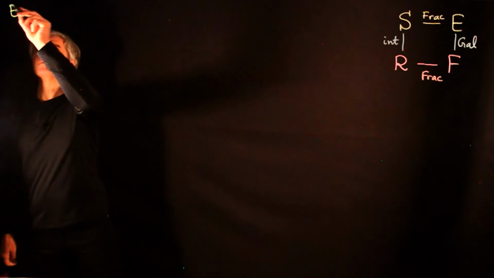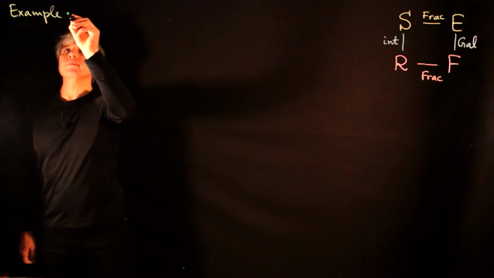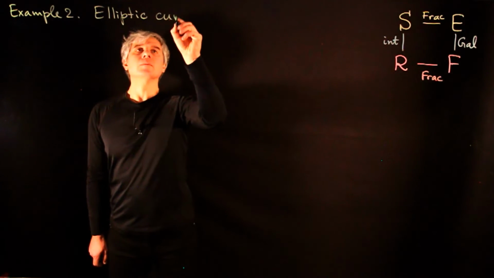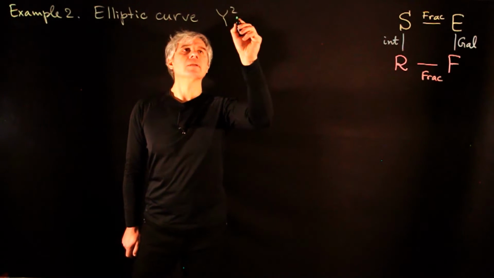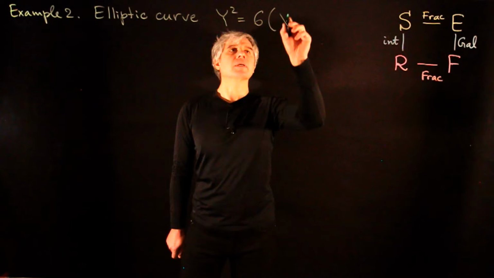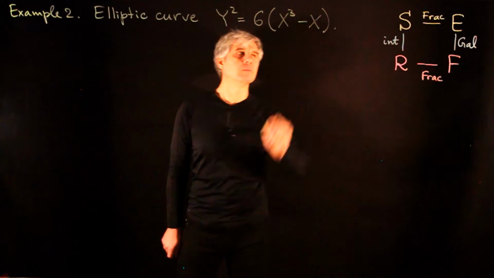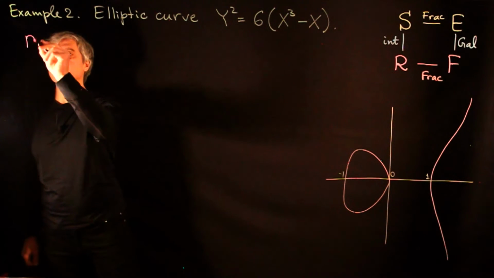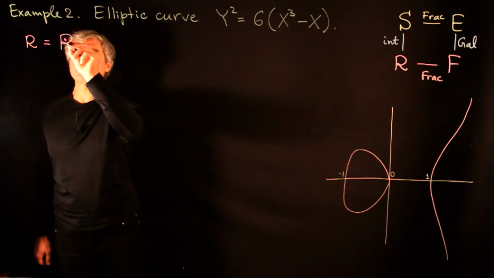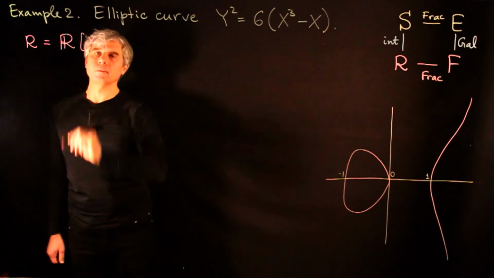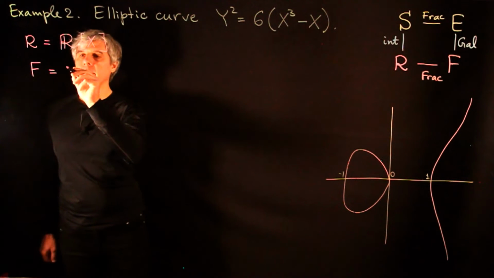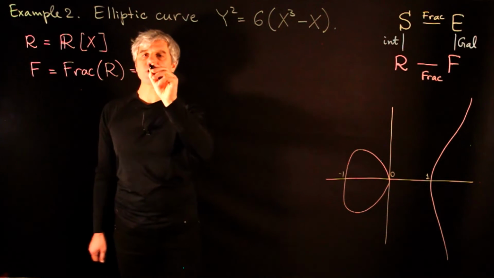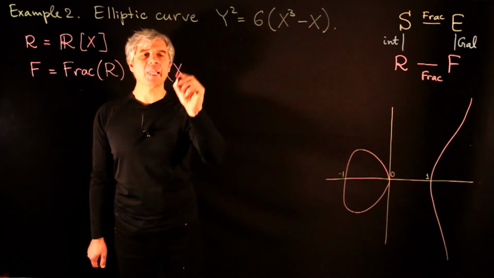As a second example, which will be important for us, we take the elliptic curve y squared is equal to 6 times x cubed minus x. Here is the graph of this elliptic curve, and as our ring R, we take the ring of polynomials over real numbers. F will be the field of fractions of R. So these will be rational functions in variable x.